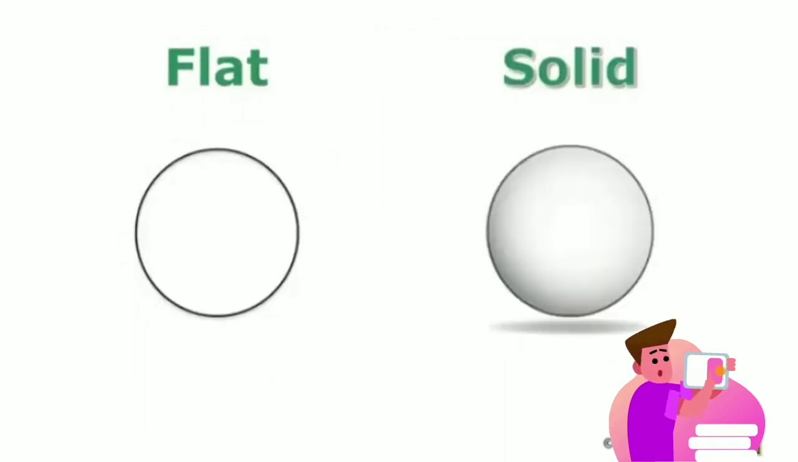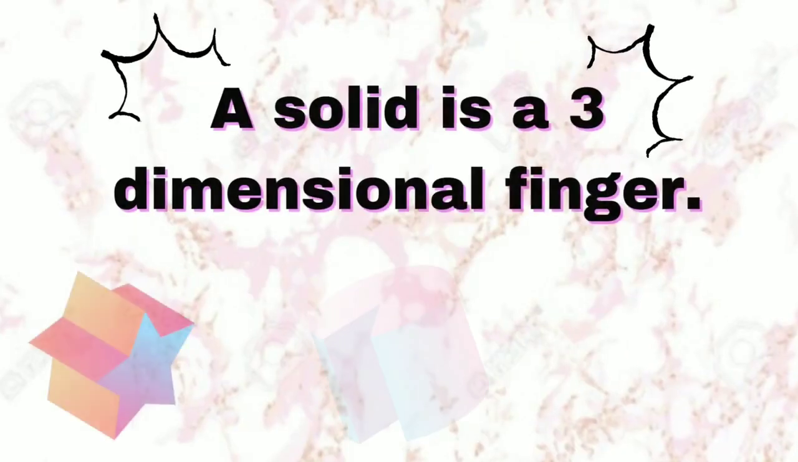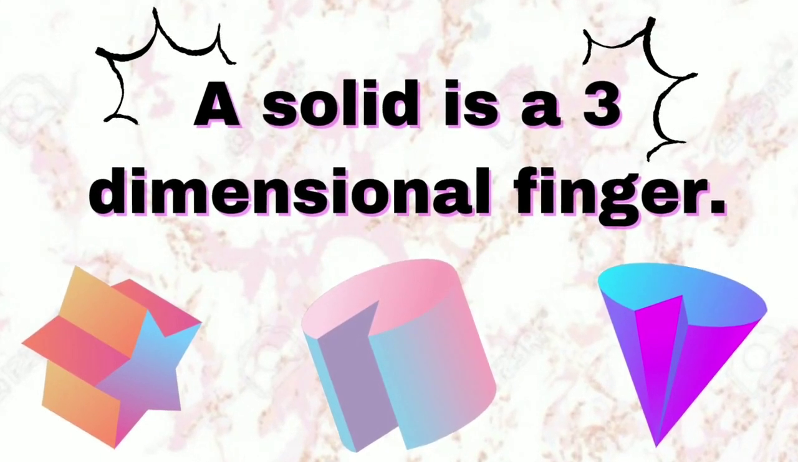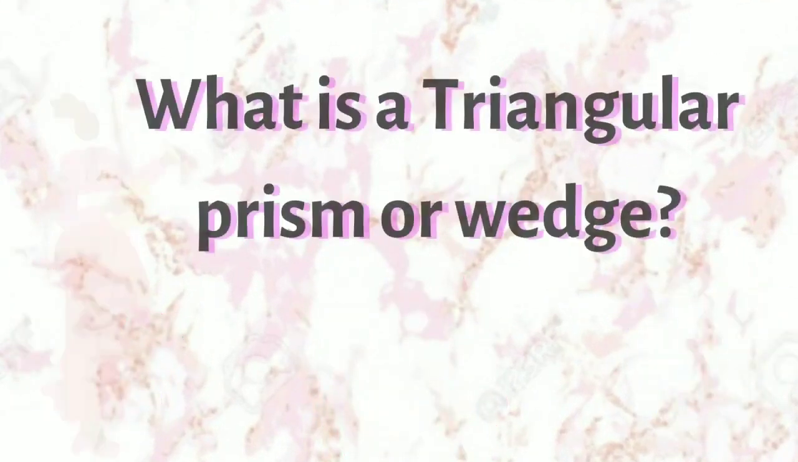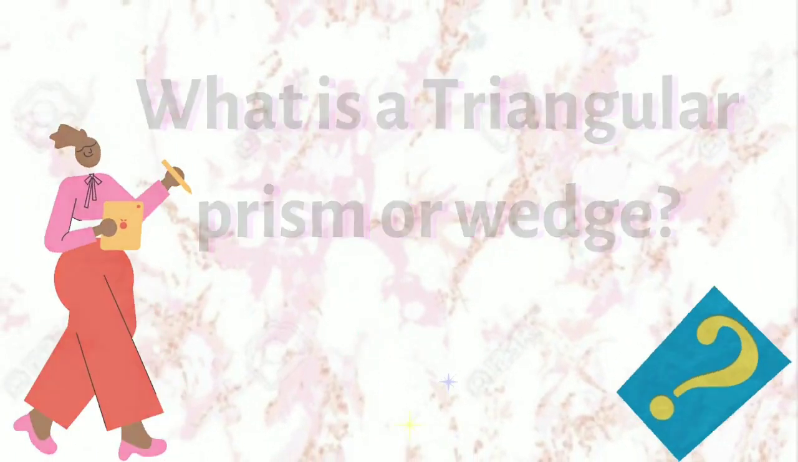Now here's an example to show you the difference. Now we can safely say that a solid is a three-dimensional figure. For this video, we'll be looking at the triangular prism, or something called a wedge.